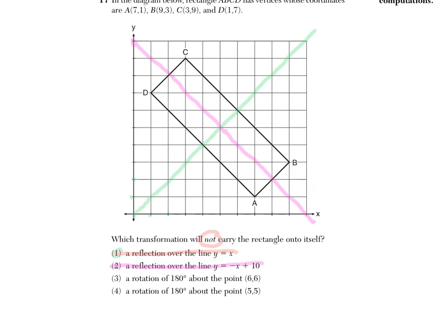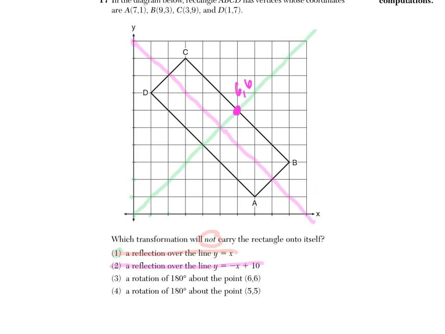So I know that with both 3 and 4, they are rotations of 180 degrees, but around different points. Option 3 is (6, 6), and option 4 is (5, 5). So let's figure out where (6, 6) is. I'm going to start right here at the origin. 1, 2, 3, 4, 5, 6. And I'm going to count up. 1, 2, 3, 4, 5, 6. All right, so I noticed that (6, 6) is right here.